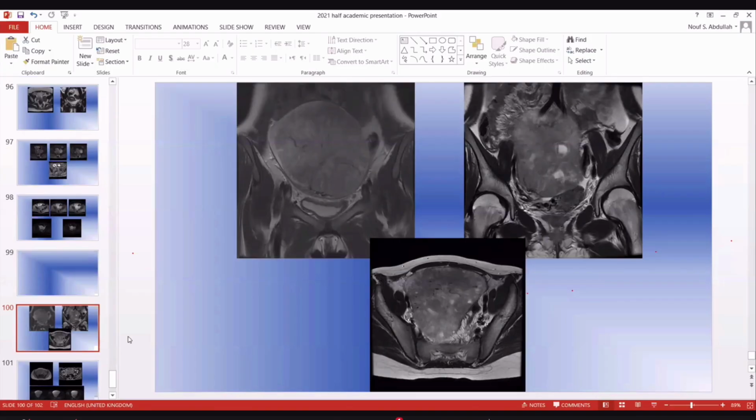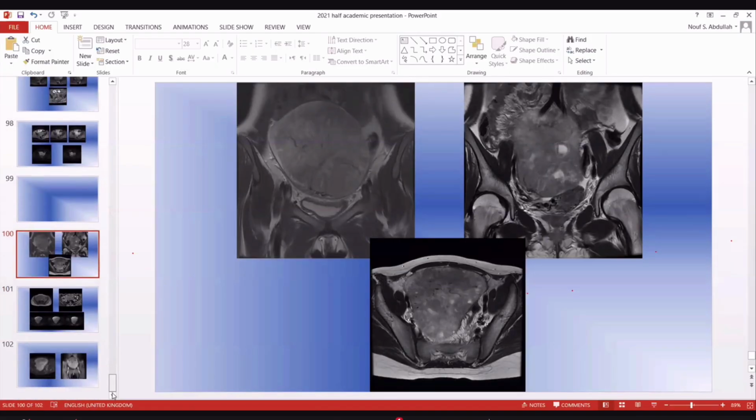So this is just a last case again. If you look carefully, you have a pelvic lesion.